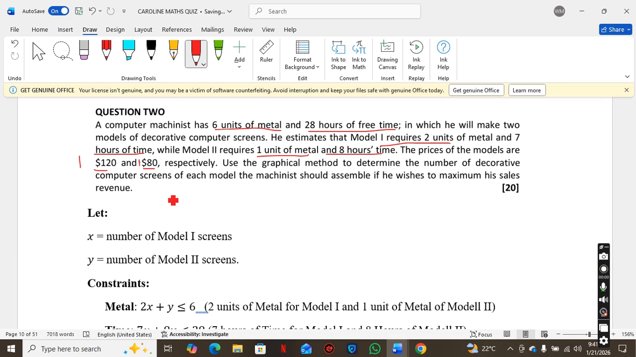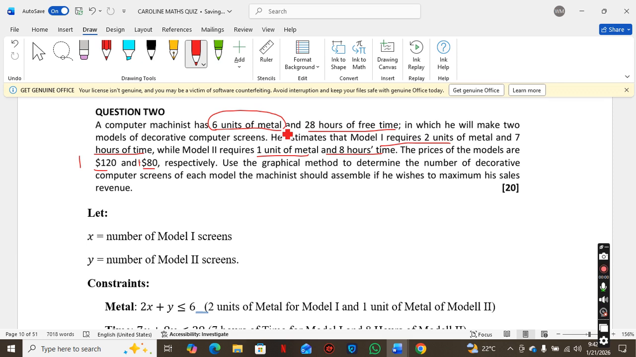So colleagues, this topic is on linear programming. Linear programming helps us determine, because remember, in every business, you don't have all the resources you can get. You are limited with your resources. So with this limit of resources, you want to find the best combination of goods that you can produce with your resources. Our resources here are 6 units of metal.